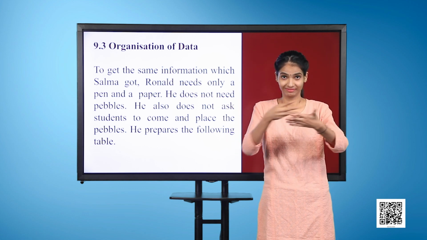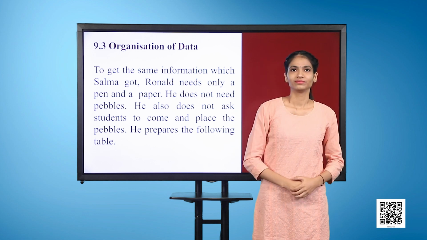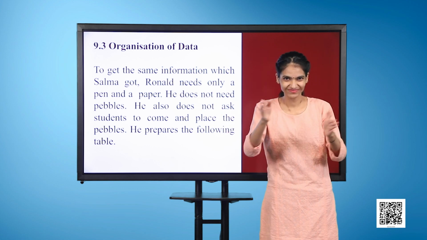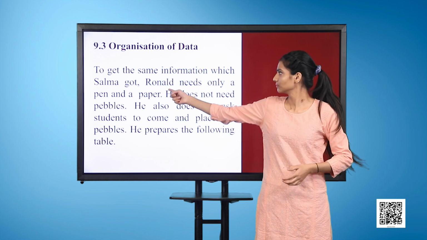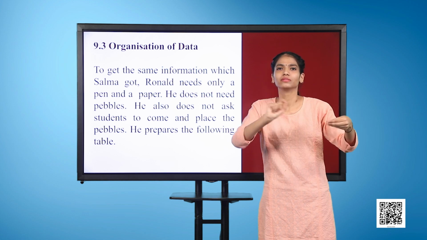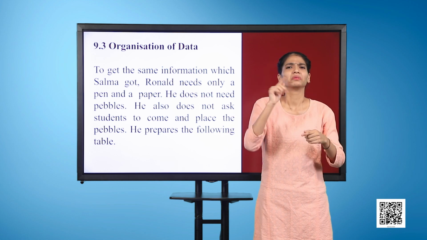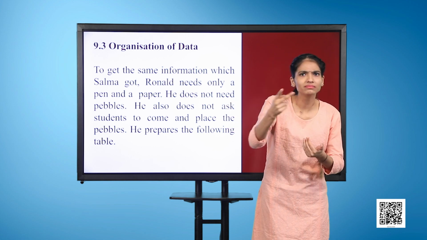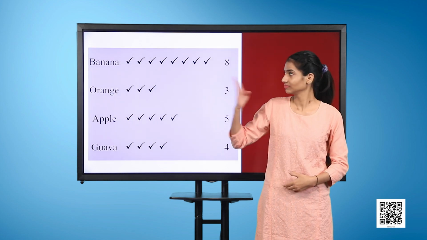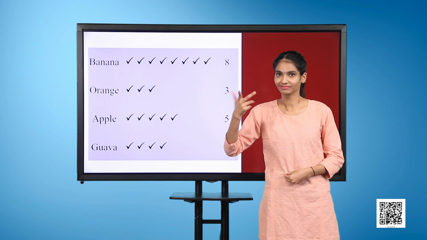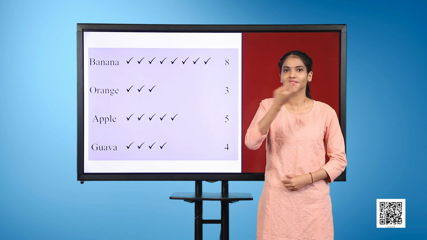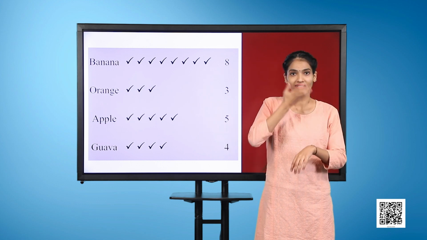9.3 Organization of data. To get the same information which Salma got, Ronald needs only a pen and a paper. He does not need pebbles. He also does not ask students to come and place the pebbles. He prepares the following table. Banana takes 8. Orange takes 3. Apple takes 5. Guava takes 4.